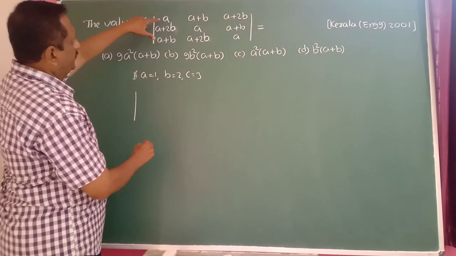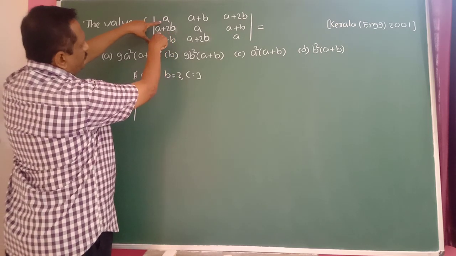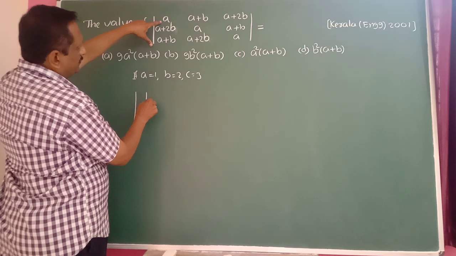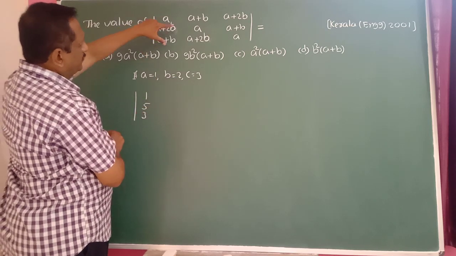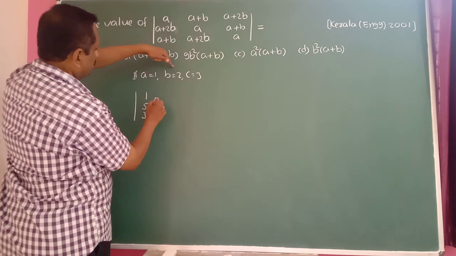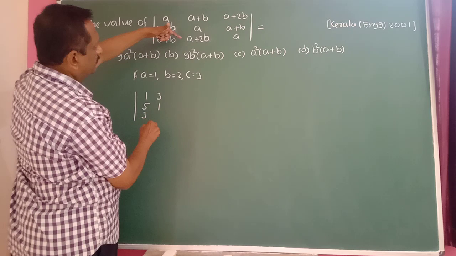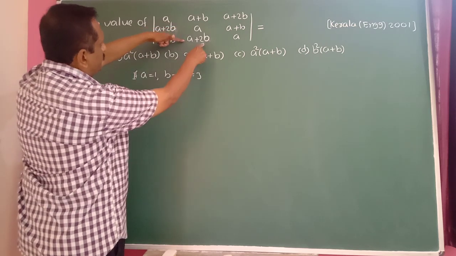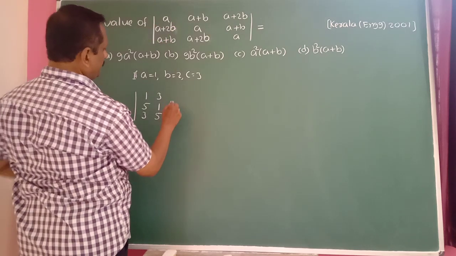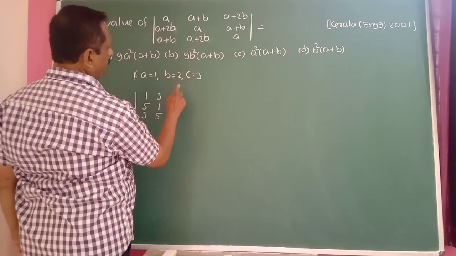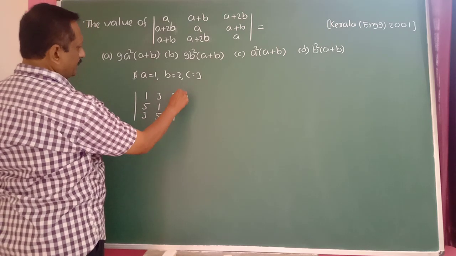Substitute here. A value is 1, b is 2. Two 2s are 4, plus 1 becomes 5. Then a plus b, 1 plus 2 becomes 3. Then a plus b is 3. Then a value is 1. Then a plus 2b, two 2s are 4, plus 1 becomes 5. Then a plus b is 3 here. Then a value is 1 here.